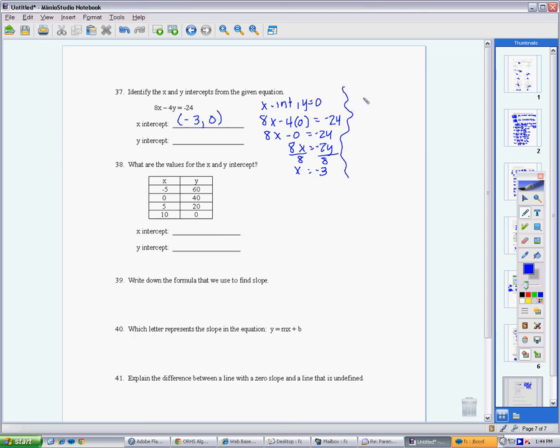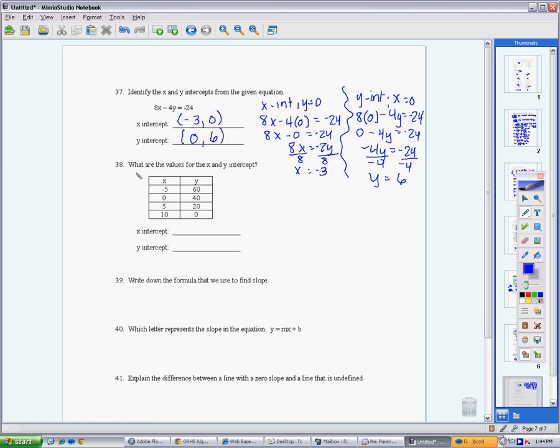And then for my y, my x equals 0. So I would do 8 times 0 minus 4y equals negative 24. I get 0 minus 4y equals negative 24. Negative 4y equals negative 24. Divide by negative 4, and my y is equal to 6. So my y-intercept is at 0, 6.